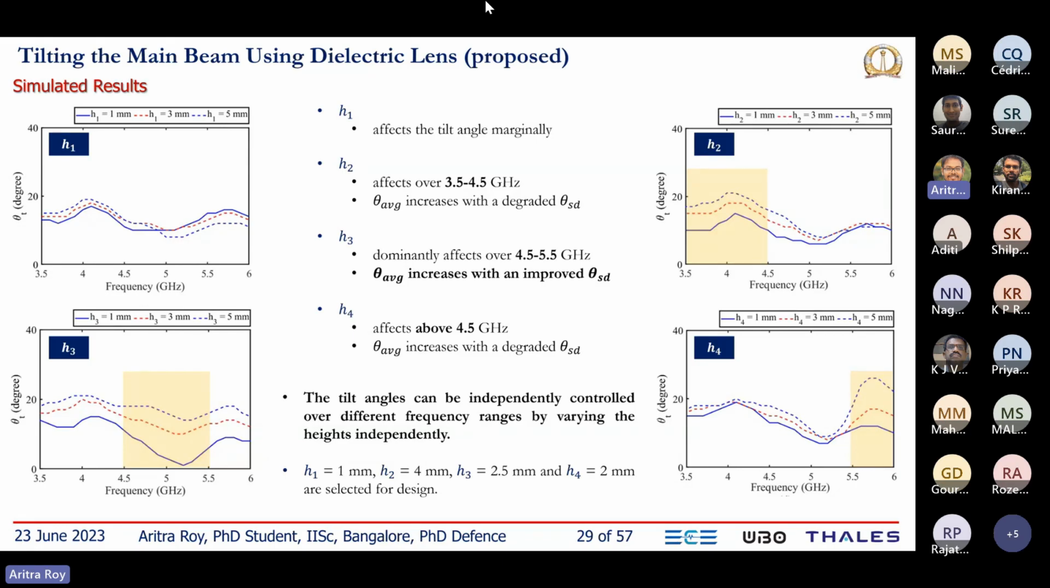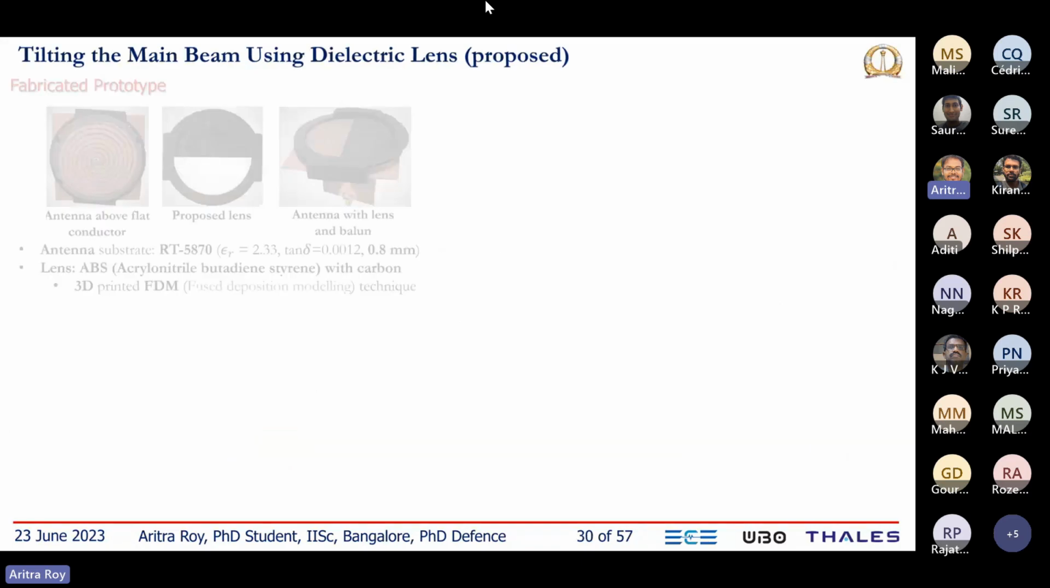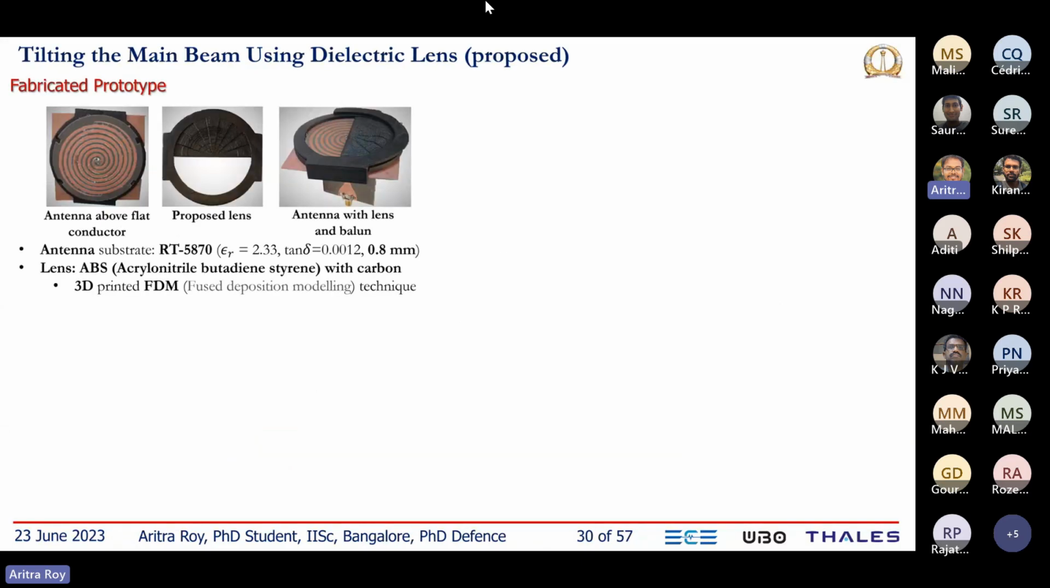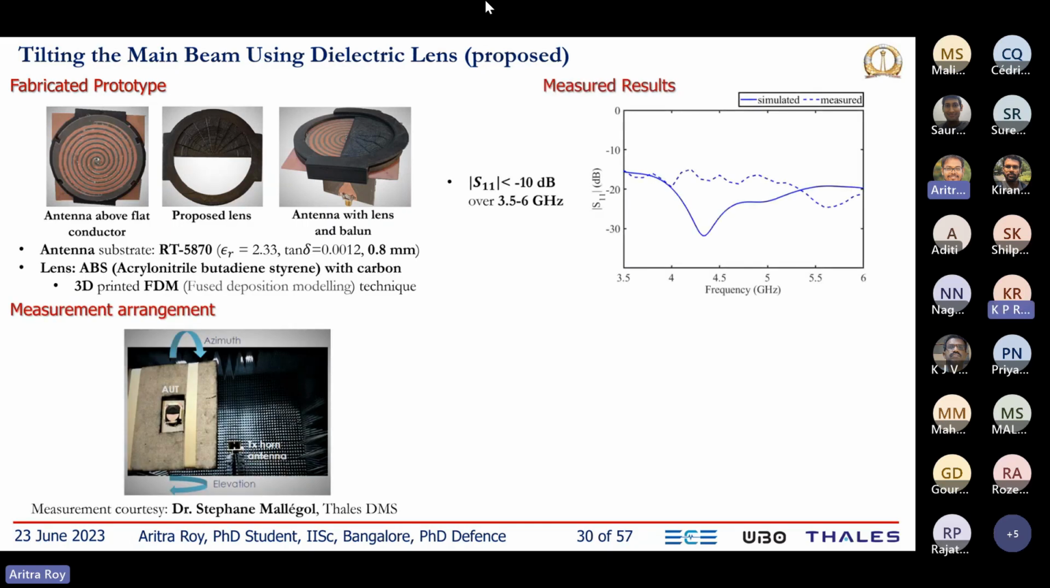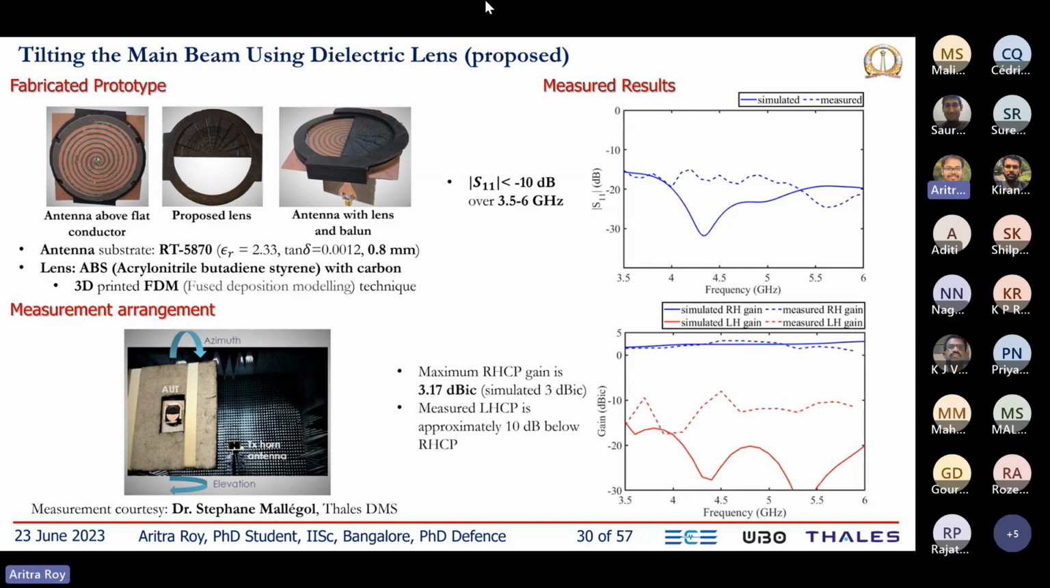After that, we optimized the geometry and fabricated it. This is a 3D printed lens, and this is the measurement setup. When we measured it inside the anechoic chamber, we achieved S11 less than minus 10 dB from 3.5 to 6 gigahertz, and we achieved a maximum RHCP gain of 3.17 dBIC.